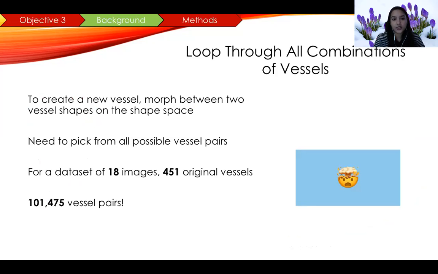To create a new vessel, morphing is performed between two vessel shapes on the shape space. I chose to use morphing between vessels so that I don't have to assume a distribution of the existing shapes. For a data set of just 18 images, there can be about 450 original vessels, which results in over 100,000 vessel pairs. And multiple morphed vessels can be formed from each vessel pair. So using these possible combinations of vessel pairs, almost infinite images could be generated.